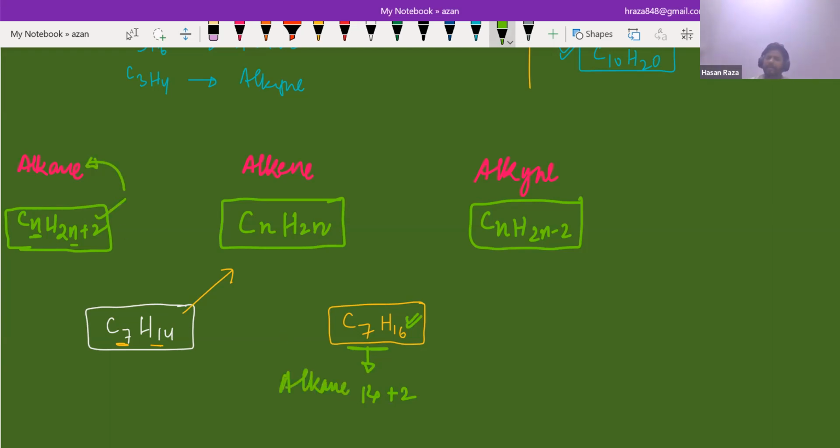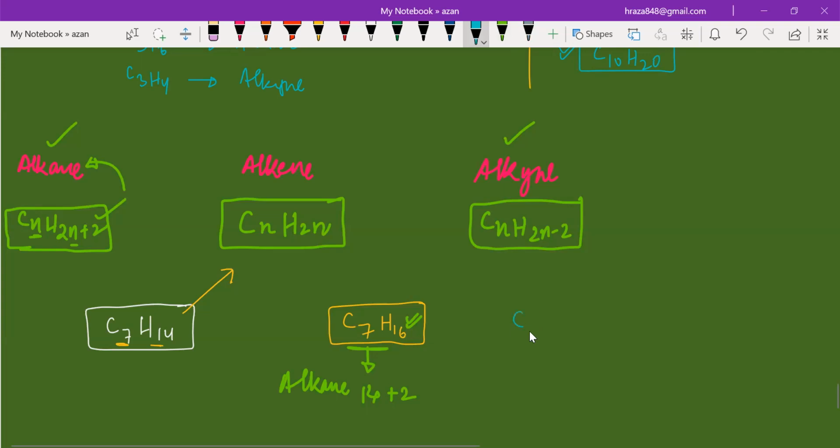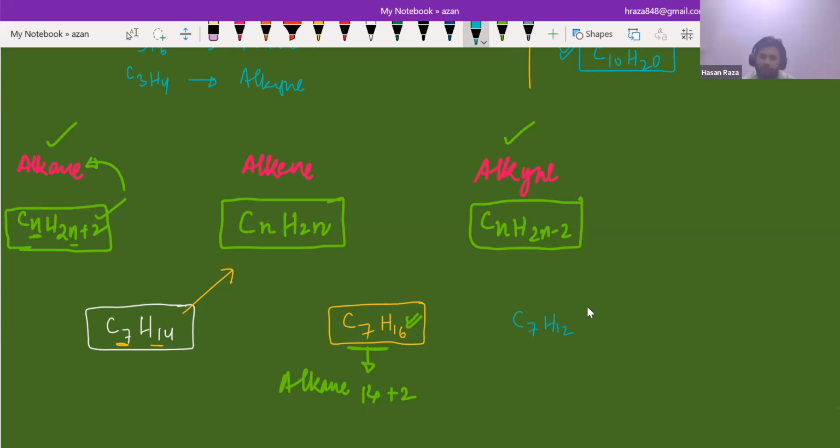Just double it and see what number is left. Either you need to add or subtract. If you are going to add, you will get alkane. If you need to subtract, it is alkyne. Is that clear? Yes, sir. Okay. Just play with the number. Let me know what it is. It was alkyne.